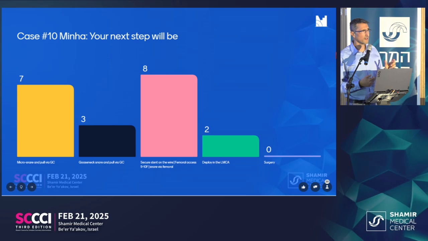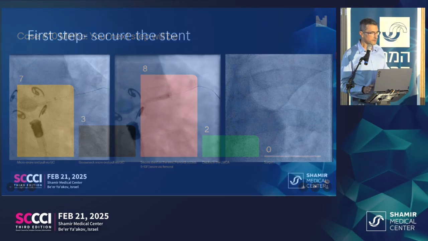Okay, so a micro snare is usually at the verge of being a 3.0. To capture a 3.0 fully deployed stent, I'm not sure it's going to work, but it's an option. So this is where we kicked off.